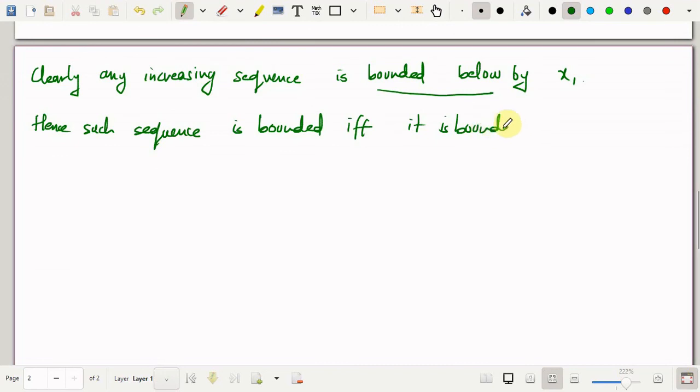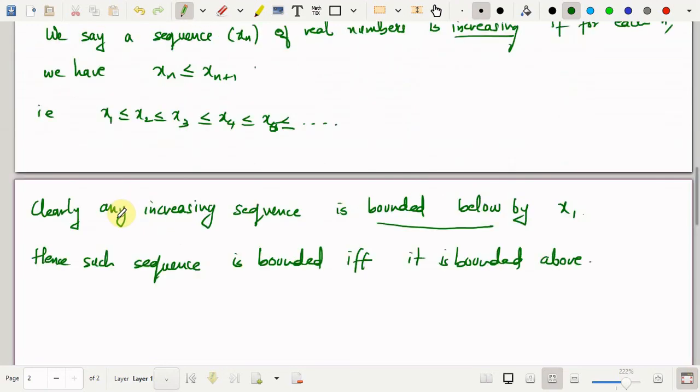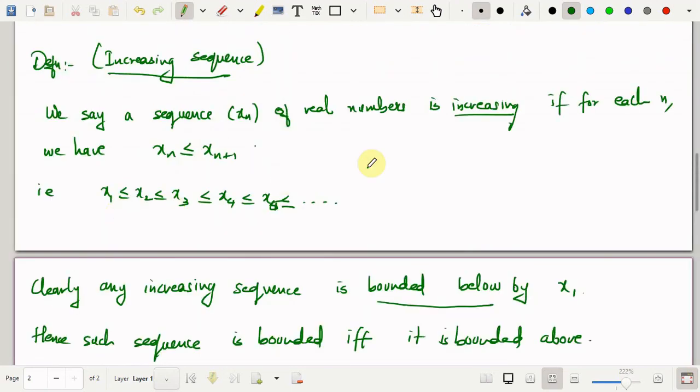So if you want to check whether the increasing sequence is bounded, then you just need to show that it has an upper bound, because it already has a lower bound. Okay, now that's a definition of increasing sequence.